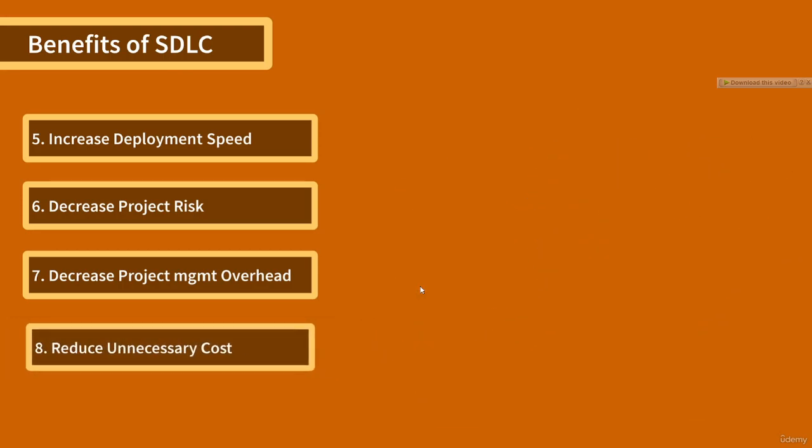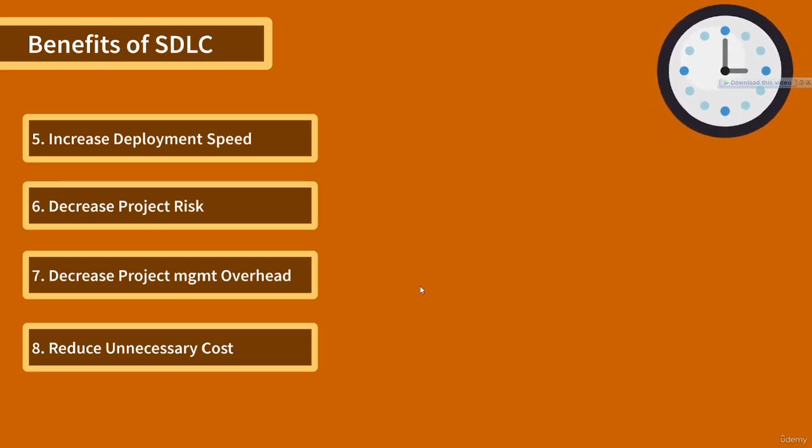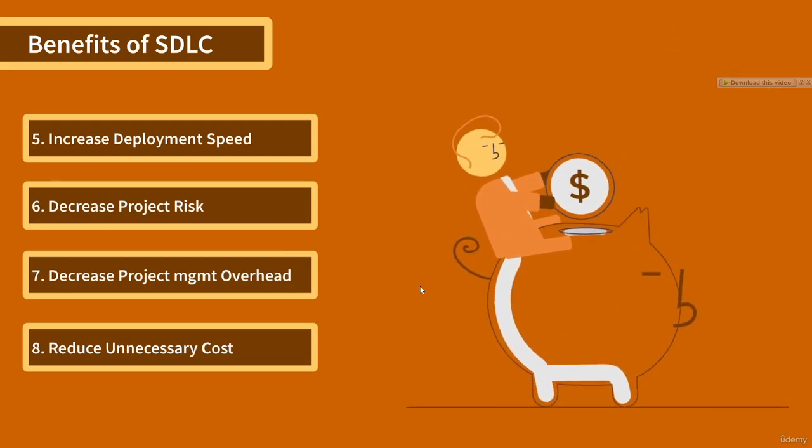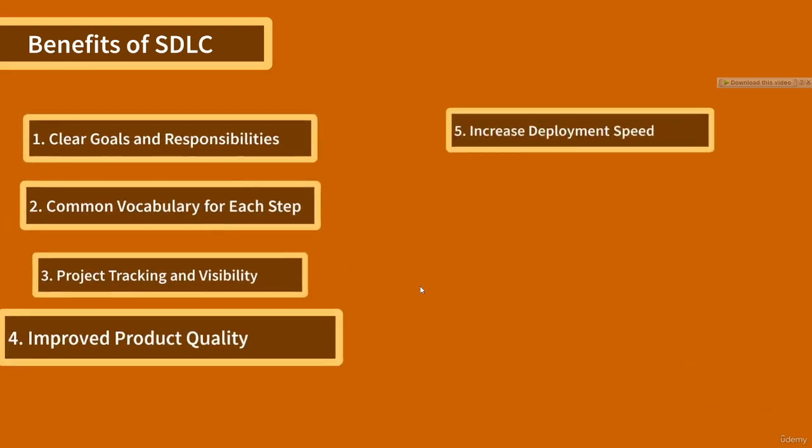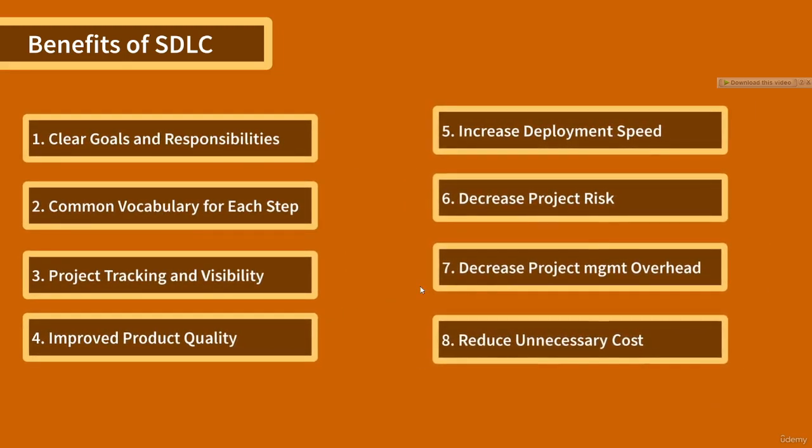Eighth, reduce unnecessary costs during development. The cost of software development is directly proportional to the hours spent. As SDLC gives you the optimized plan to complete the project, the team can reduce unnecessary costs during development. All these benefits you will realize by using the SDLC. So nowadays every project is following the SDLC approach. You might see they are following their own way, but at the core there is an SDLC.